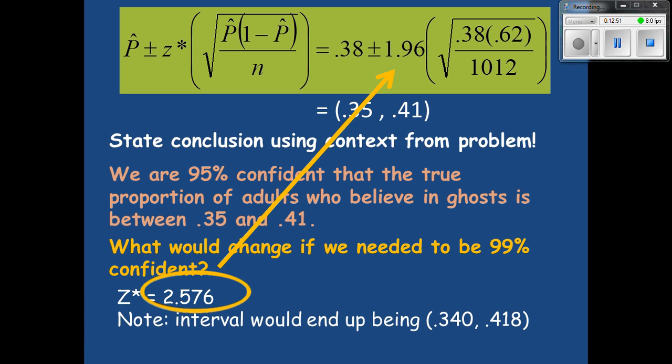And if you want to just verify your calculations, it would create an interval from 34% to 41.8%. So it's a little wider interval, but that's what had to happen for us to be more confident.